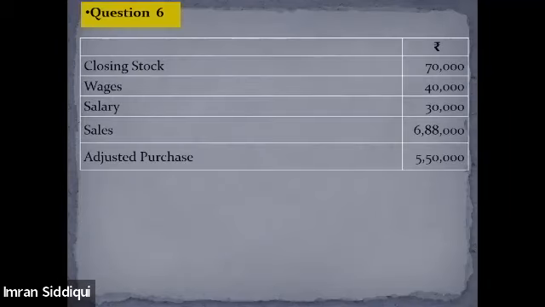All right. Let's discuss question number 6. In this question, closing stock, wages, salary, sales and adjusted purchases are given. Again, we need to prepare the trading account for this question as well. Do you want to try this question, all of you? Yes, sir, this is an easy question. Okay. Try solving it within 5-6 minutes. I'm giving you 5 minutes. Solve it within that time. Let me know the gross profit you have got.